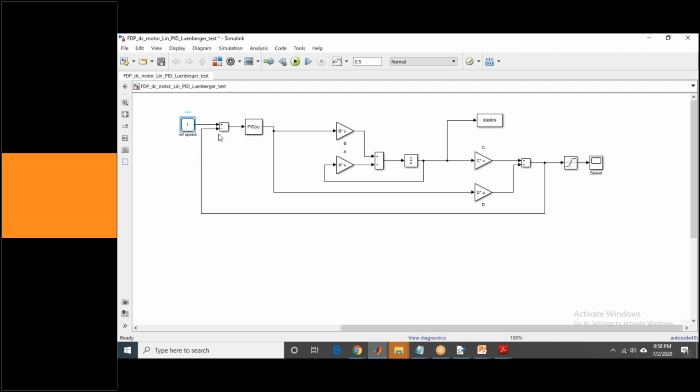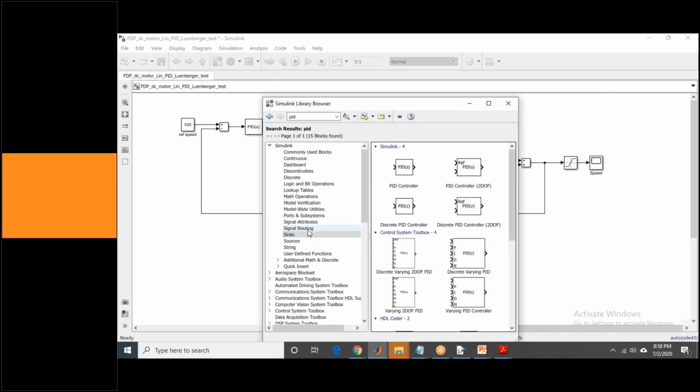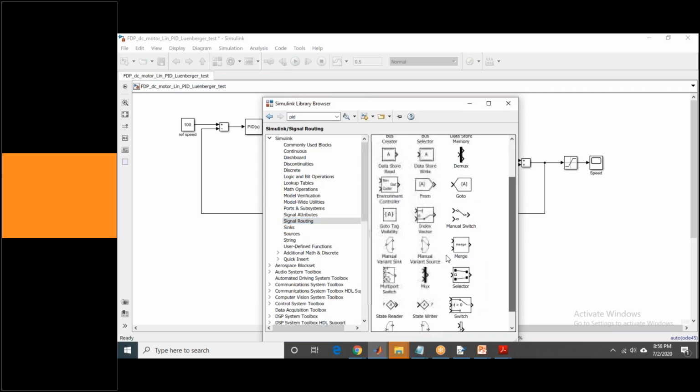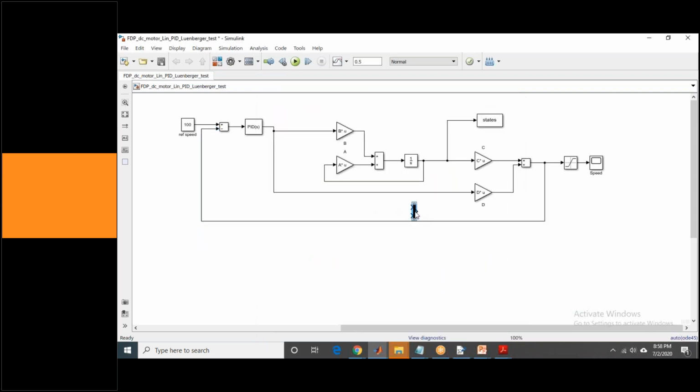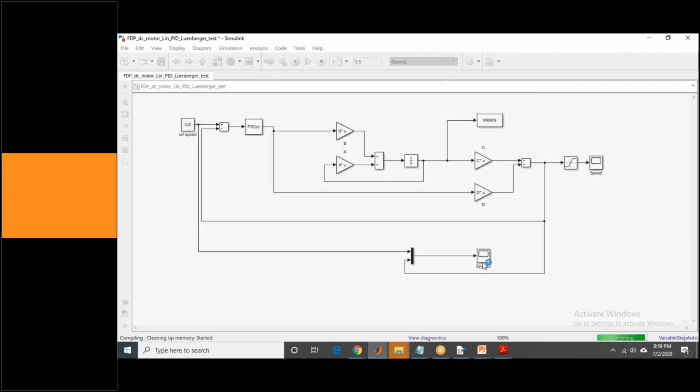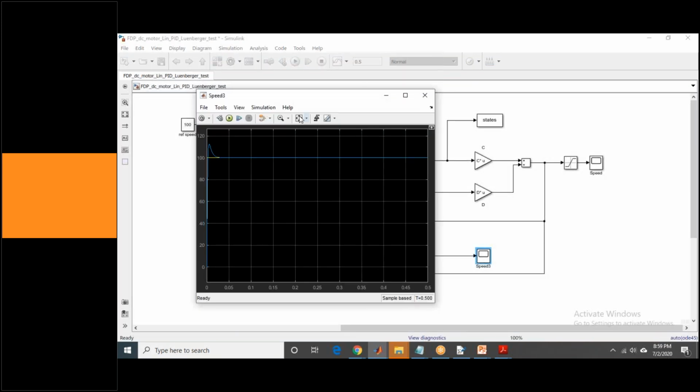I'm running out of time. Let me give this as 100. I want the reference speed of 100. And this is my output speed. So my reference and output speed should be the same. If you want to compare, you can use the mux. What I will be doing here is comparing the reference speed and the output speed, to see how they look. This yellow one is the reference, and this blue one is the actual speed.